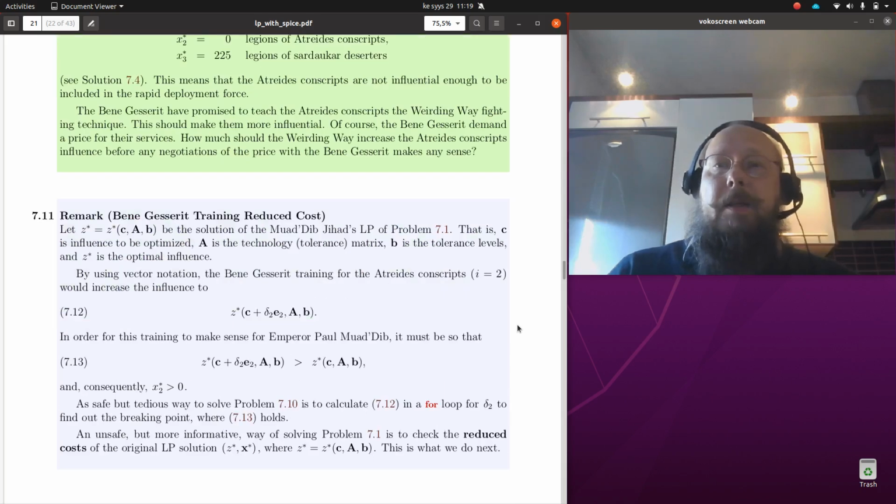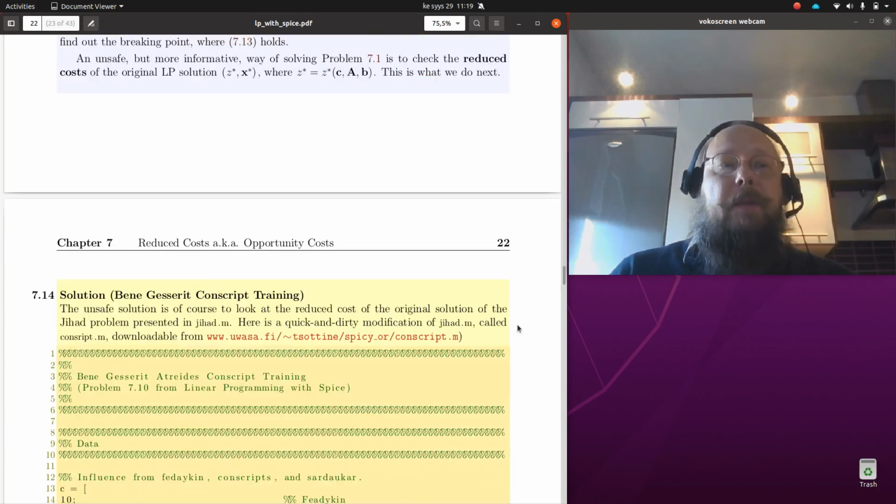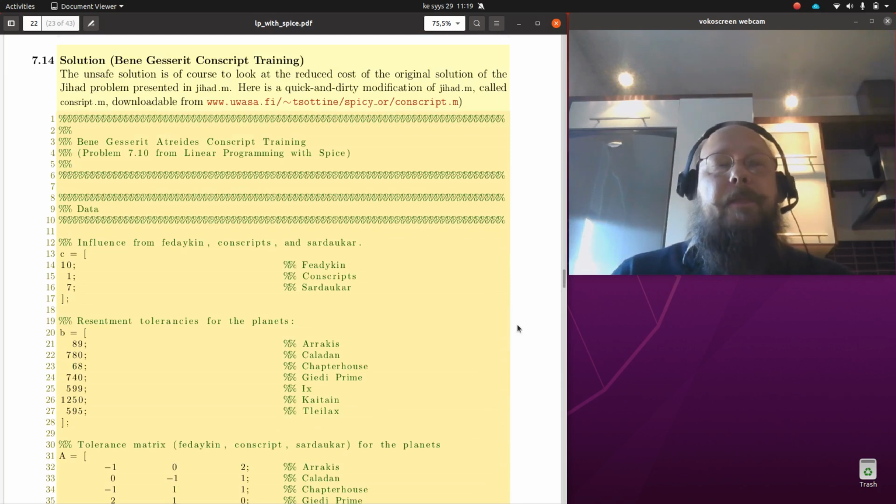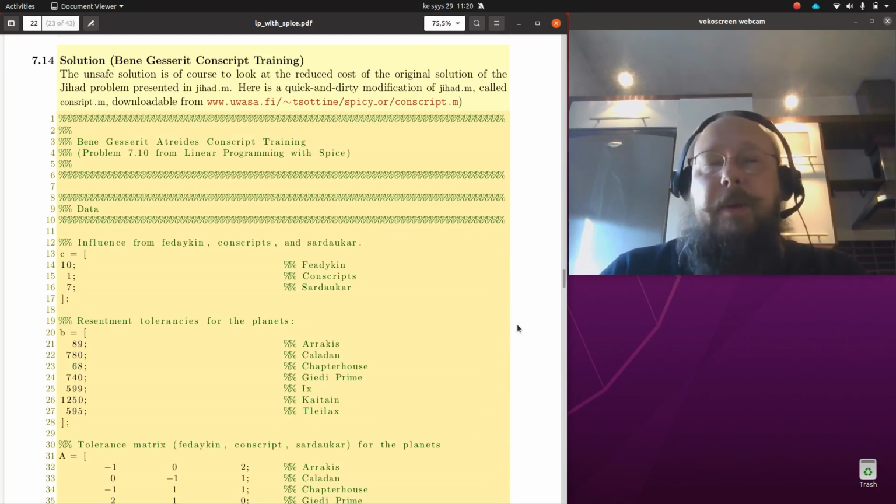And yes, let's solve this now. And the solution is given here in 7.14, Bene Gesserit conscript training. You can download this M file. It's called conscript.m. You can download it here from the course home directory if you like.